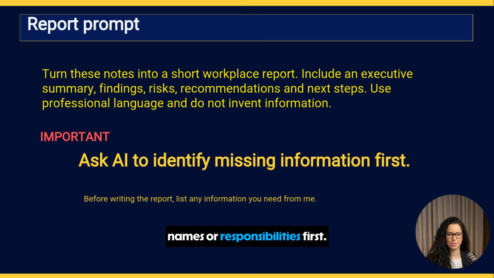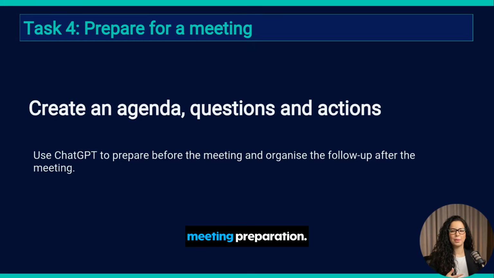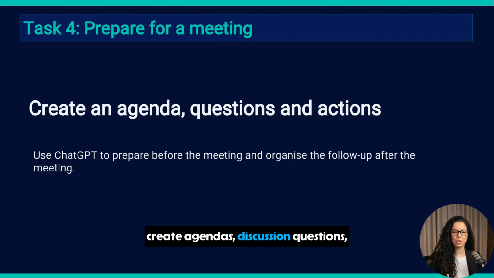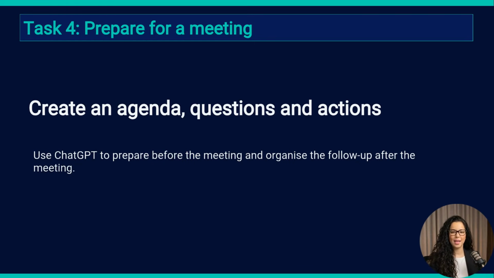The fourth task is meeting preparation. ChatGPT can help you create agendas, discussion questions, speaking notes, decision summaries, follow-up emails, and action registers. Imagine you are leading a meeting about declining customer satisfaction. Give ChatGPT the meeting purpose, who is attending, how long the meeting will run, and what decision needs to be made. That information helps ChatGPT create a practical meeting agenda instead of a generic list.